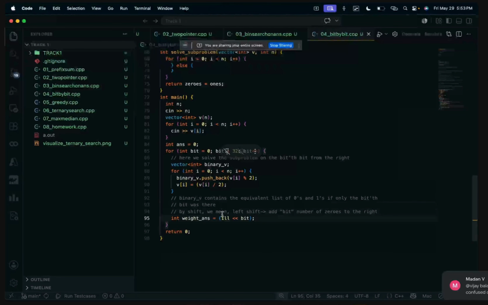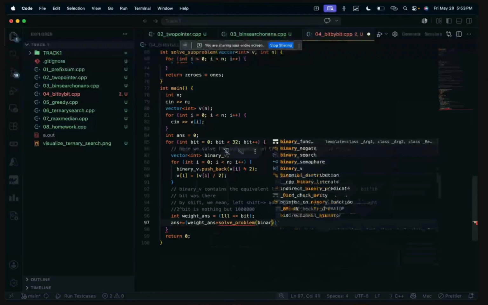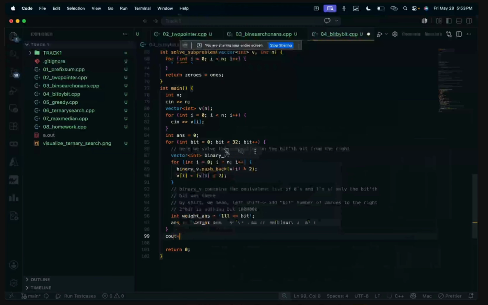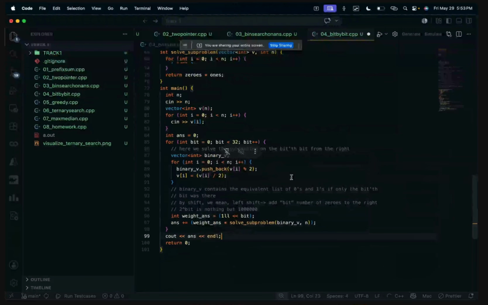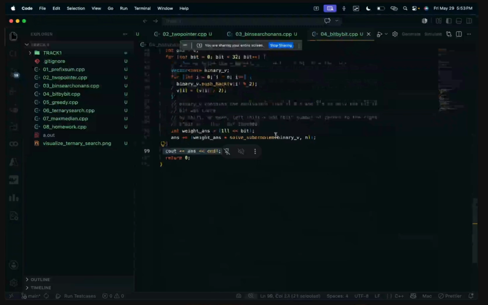And you can see that 2 power bit is nothing but 1 followed by 0 bit number of times. So the weight of this answer would be this, and the contribution would be the weight of our answer multiplied by the solve subproblem on this binary V. So finally, our answer contains the sum of XORs of all pairs i, j such that i less than j, and yeah, so answer finally contains what we wanted.